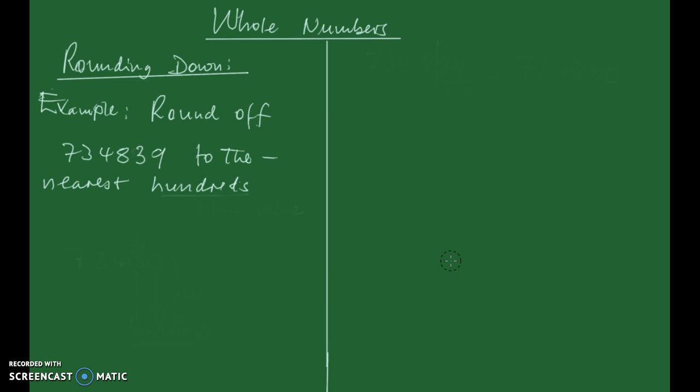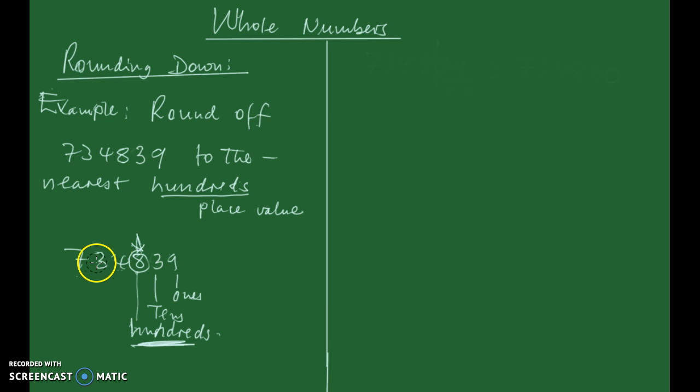Round off this number here, 734,839 to the nearest hundreds. We have to round to the nearest hundreds. Okay, so when we say nearest hundred, we talk about place value. So it is very important that you understand the place value of a number. In this case here, you are going to identify where the hundred stands, and I said we talk about place value. So hundred is a place value.